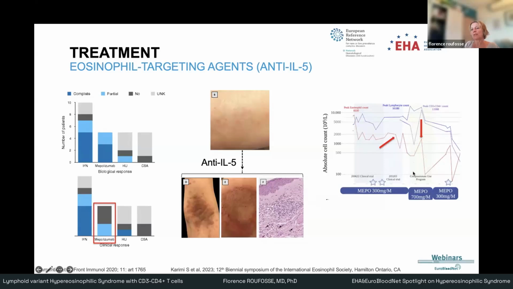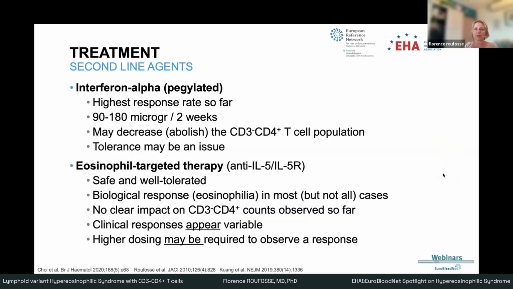And even more preoccupying was that this high dosing of mepolizumab was accompanied by a massive increase of her clonal CD3 negative, CD4 positive T cells in peripheral blood. So we eventually stopped treatment and started something else that I'm going to describe right afterwards.